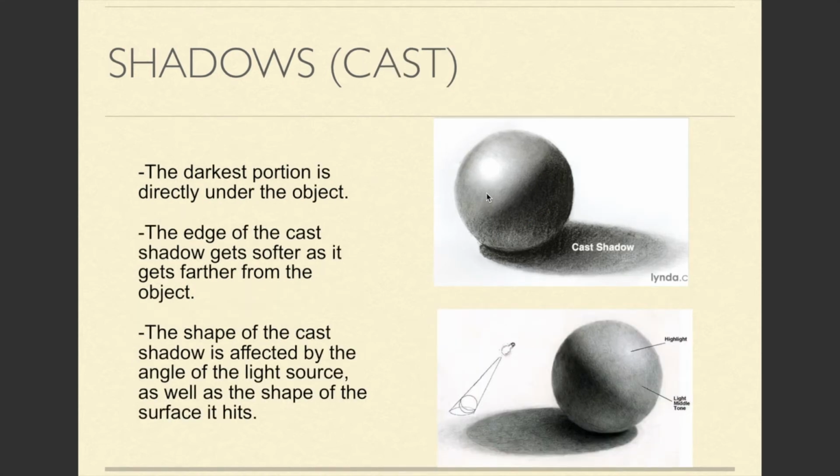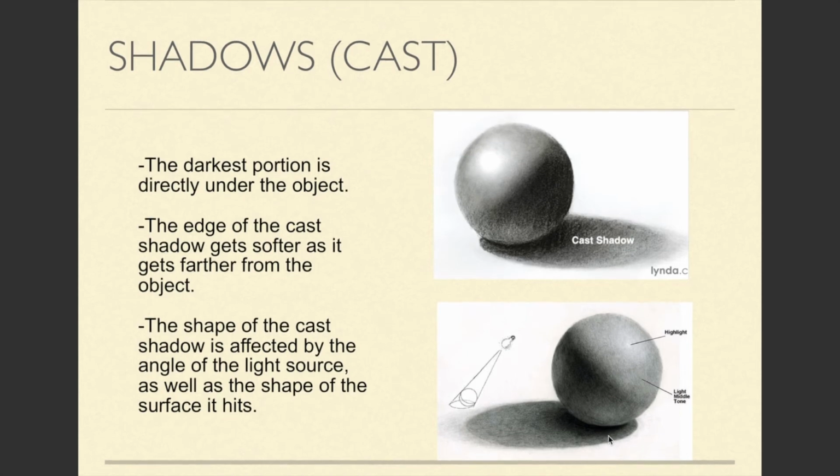Now let's talk about the cast shadows. Cast shadows are where an object blocks light from reaching another object or surface. The important thing to note with the cast shadow is that it's usually darkest right underneath the object, and it usually gets lighter the farther away from the object it goes. Another important note is the edge quality. Near the object, it's usually sharper. The farther away from the object, it usually gets softer.